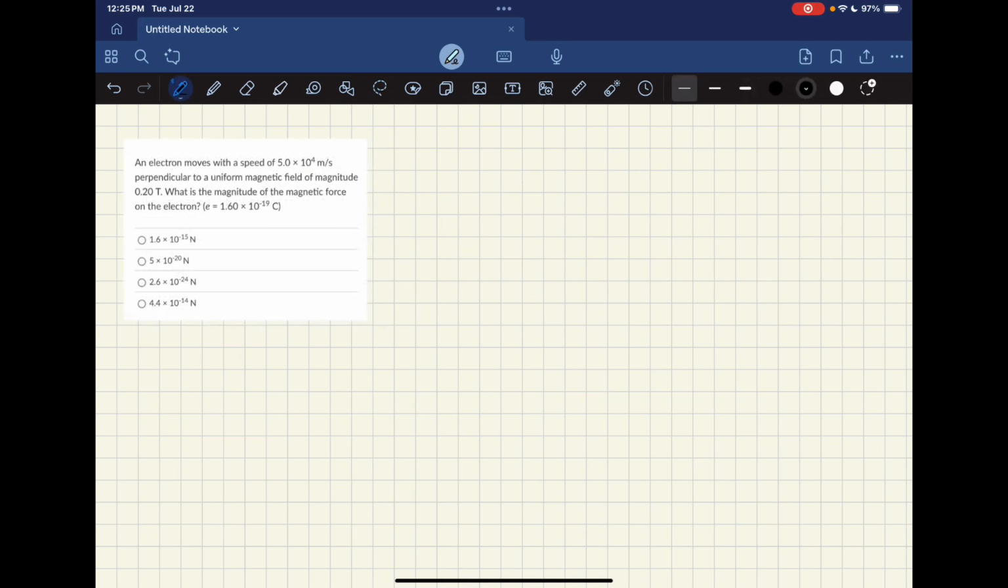So now we have an electron moving with a speed of 5 times 10 to the 4th meters per second. So this is our velocity vector. It is perpendicular to a uniform magnetic field of magnitude 0.2 teslas. And then it is asking the magnitude of the magnetic force on the electron. So if we use our equation, F equals QV cross B, then that becomes F equals QVB sine theta. We see that it is perpendicular, so sine of theta is sine of 90, which is just 1. So we have F equals QVB.